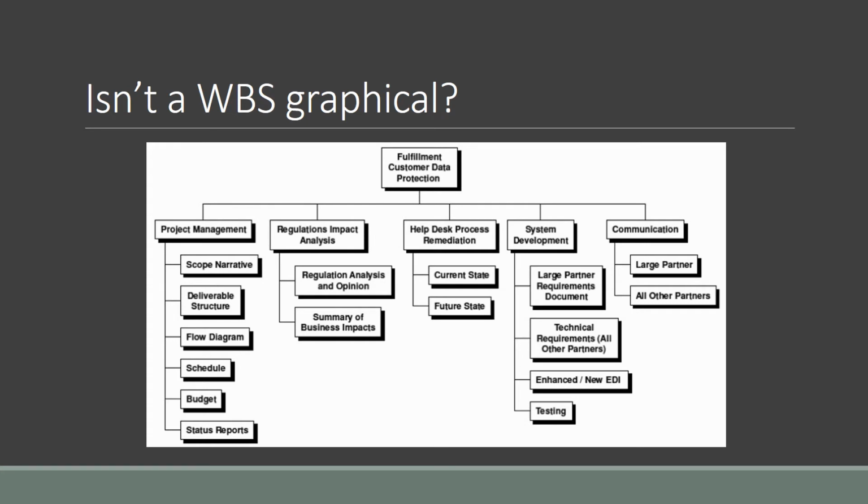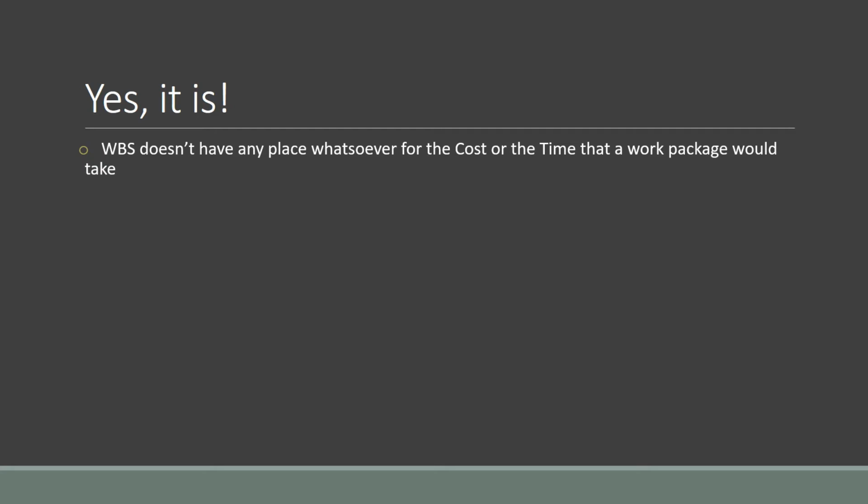So in one of our previous videos, we talked about how a WBS is a graphical representation of the decomposition of a project. So you can see an example WBS there. It is a graphical representation. Now, since it is graphical, where do we have the space to put the cost and the time? We don't. Isn't a WBS graphical? Yes, it is.